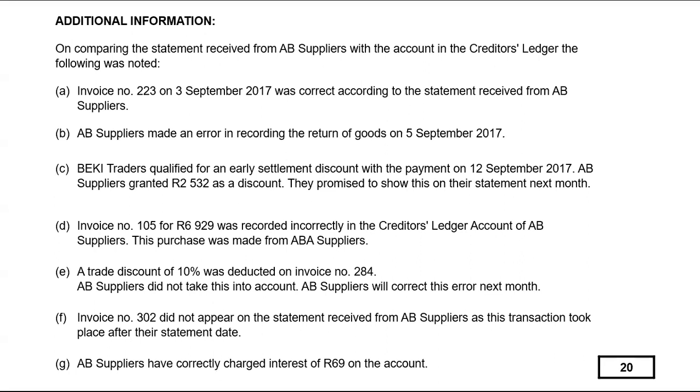C. Beggy traders qualified for an early settlement discount with a payment on the 12th of September 2017. AB suppliers granted us a discount of 2,532. Basically, they granted us that 2,532 as a discount. They promised to show this on their statement next year. Let's see what we actually recorded in the creditors ledger.